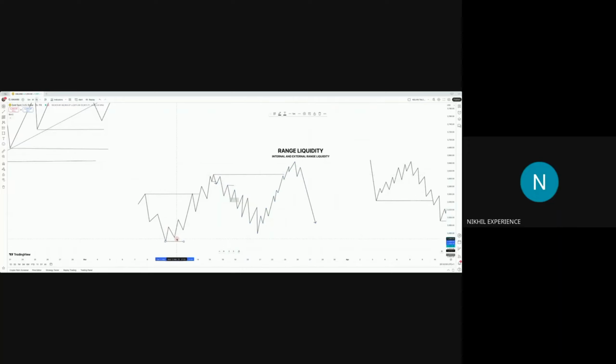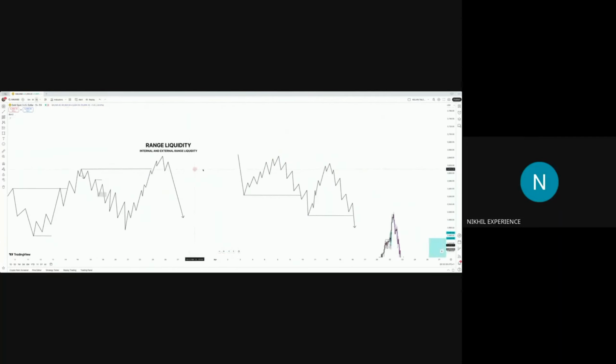So the market structure is going to help you understand the particular external range liquidity that price is going to protect first. The particular one price is going to take first. Since we are in an uptrend, when price takes out internal range, it's going to take out the external range liquidity above. If we are in a downtrend, when price takes out internal range liquidity, it is going to take out the external range liquidity below. It's as simple as that.